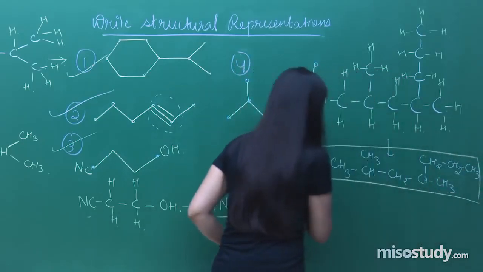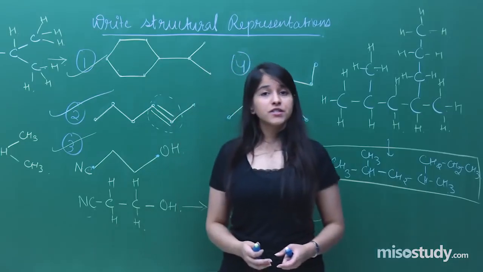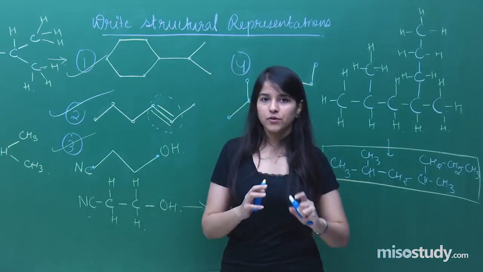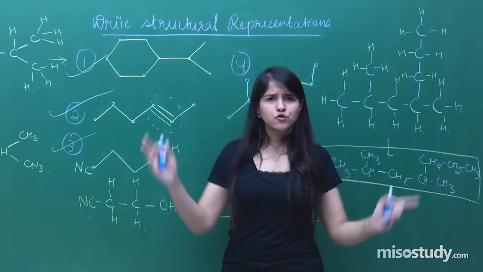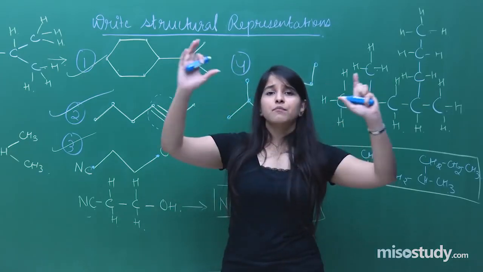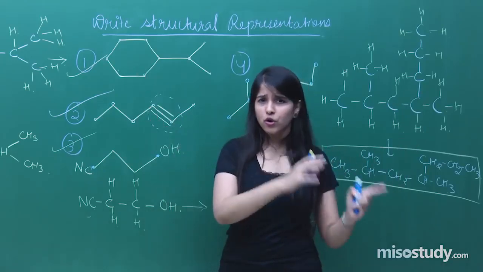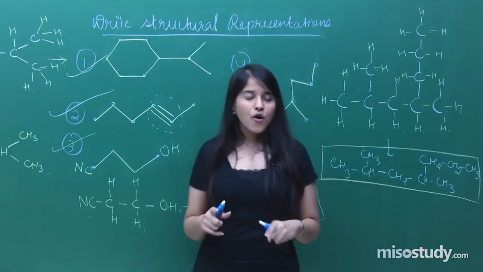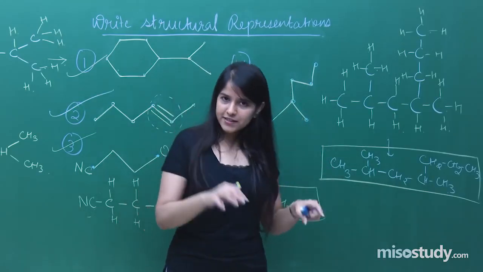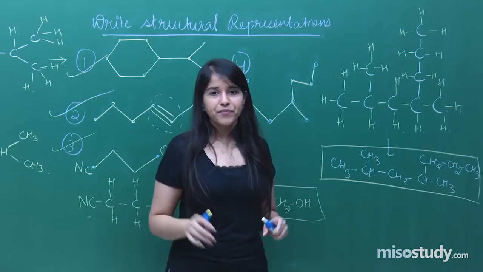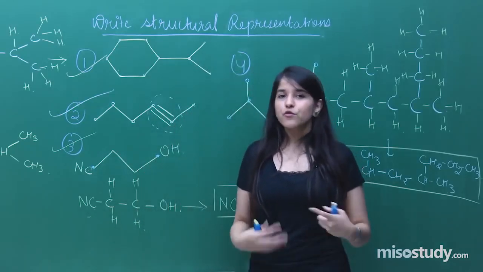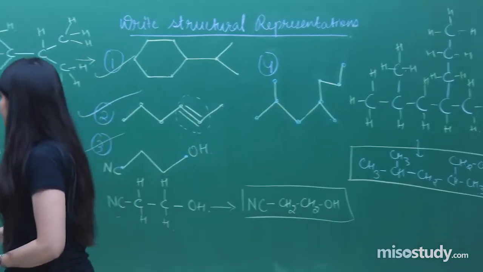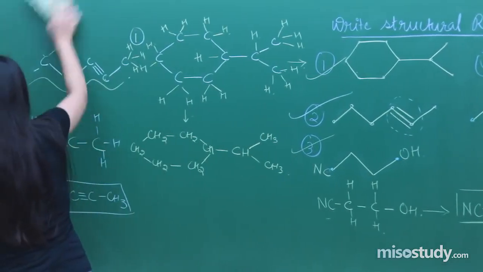So the main purpose of bond line representations and the condensed representations is actually to simplify the molecule, because the organic compounds are so big that we cannot have a complete structural representation of all the hydrogens and all the groups present. So you need to have a condensed version or a bond line version of that. So that is the purpose of different representations. Now let us just move on to one more kind of representation, that is the 3D representation. So let's just move on to the 3D representation.